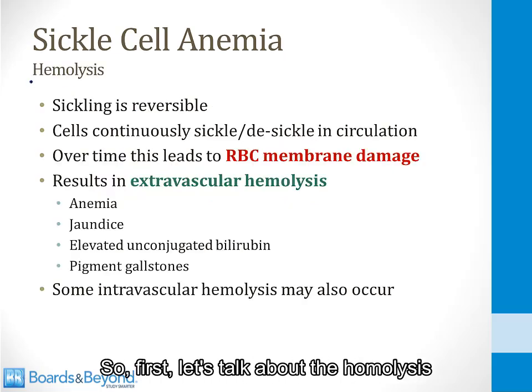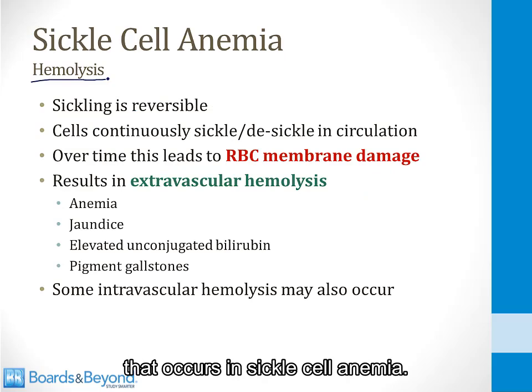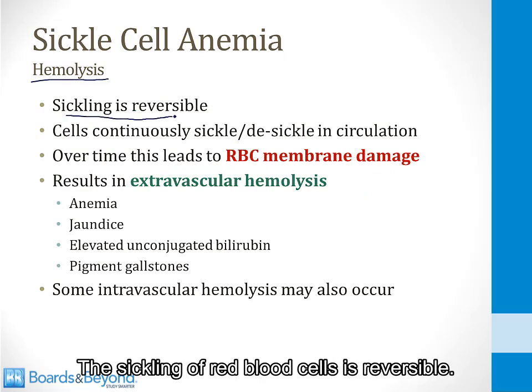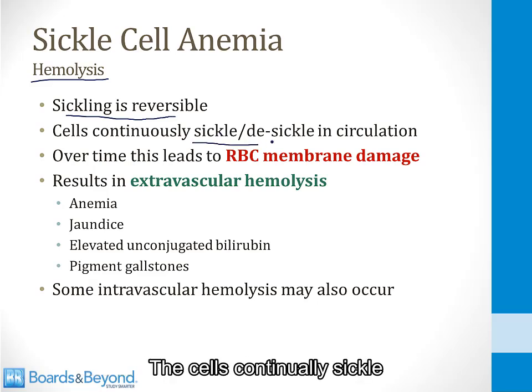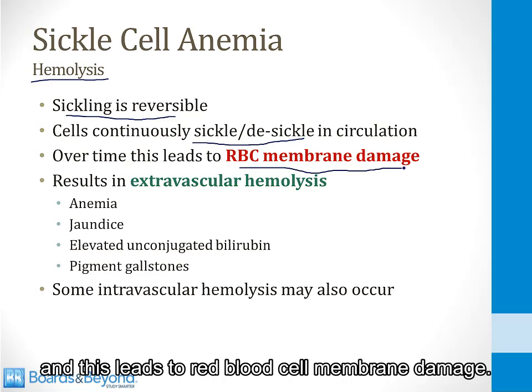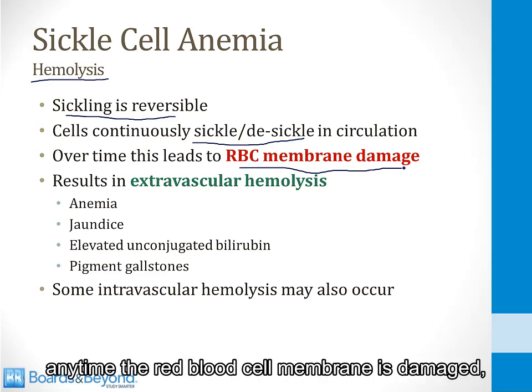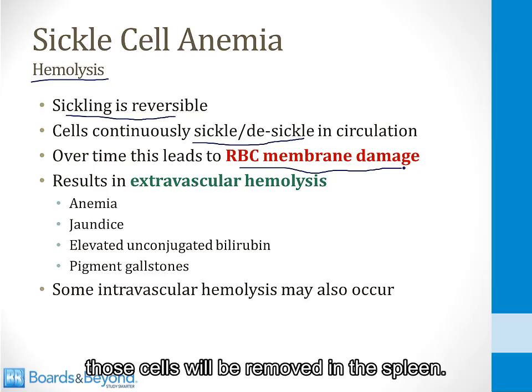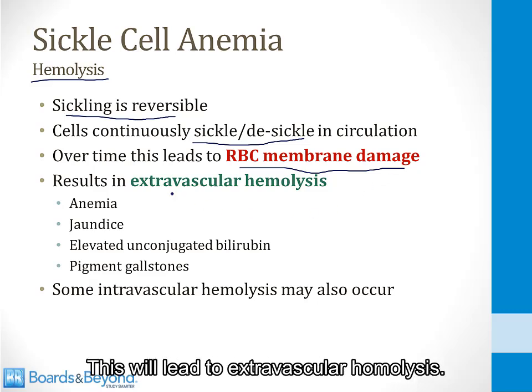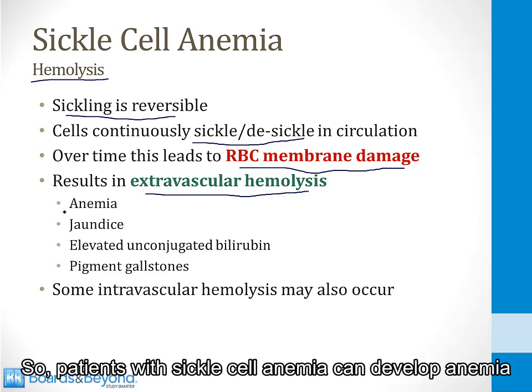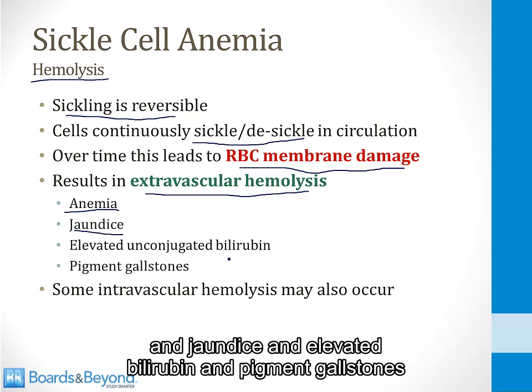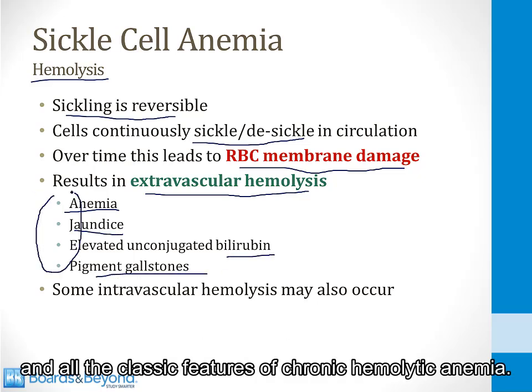So first let's talk about the hemolysis that occurs in sickle cell anemia. The sickling of red blood cells is reversible. The cells continually sickle and desickle in the circulation, and this leads to red blood cell membrane damage. And as you may know, anytime the red blood cell membrane is damaged, those cells will be removed in the spleen. This will lead to extravascular hemolysis. So patients with sickle cell anemia can develop anemia and jaundice and elevated bilirubin and pigment gallstones and all the classic features of chronic hemolytic anemia.